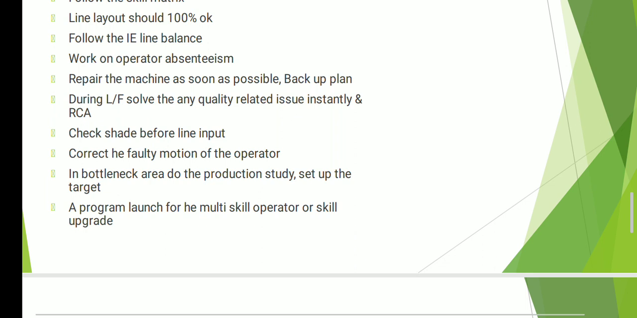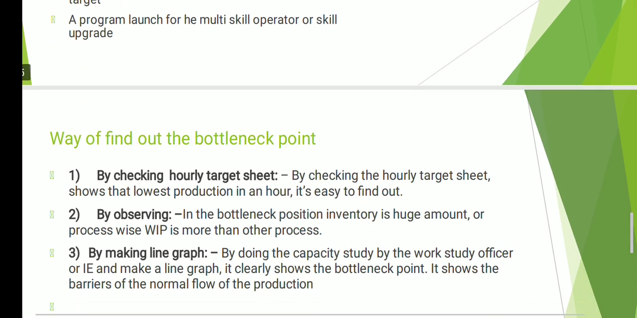In the bottleneck area, do a production study. In the last topic, I discussed what a production study is. When you do the production study, in 95% of cases production will increase and the bottleneck area will be eradicated. A program should be launched for multi-skill operators or skill upgrade. Then it will boost up your line and increase your efficiency level.